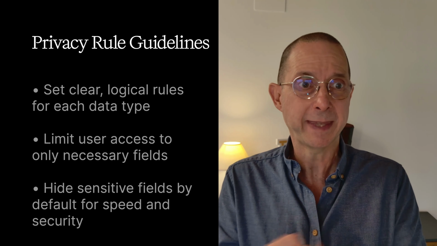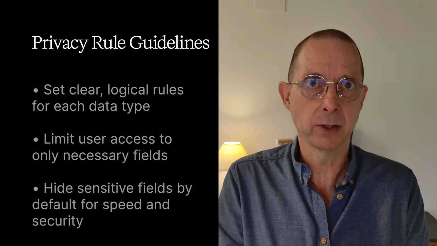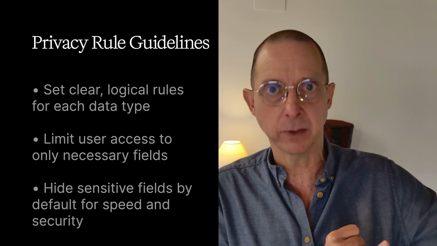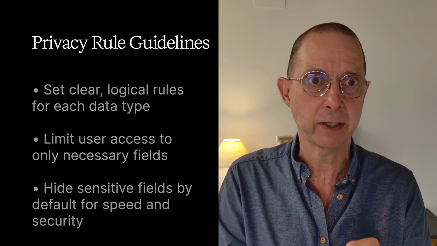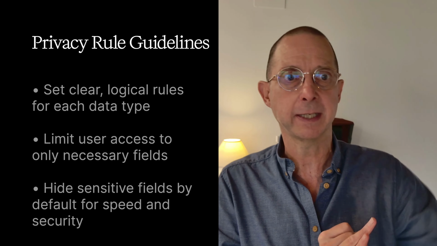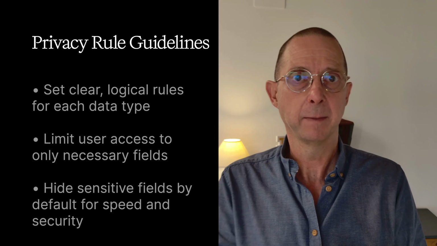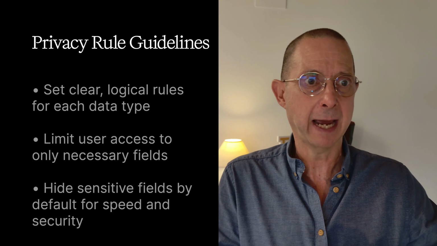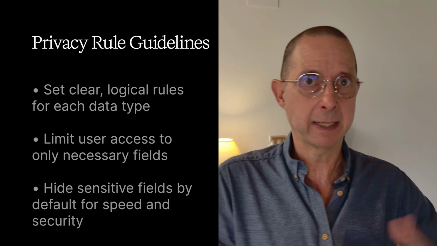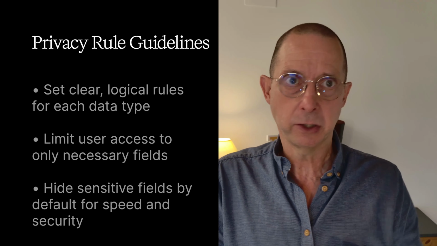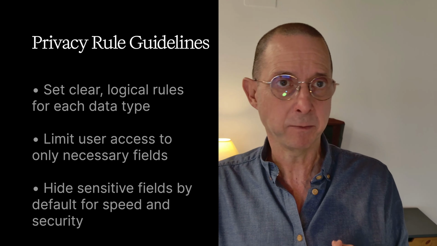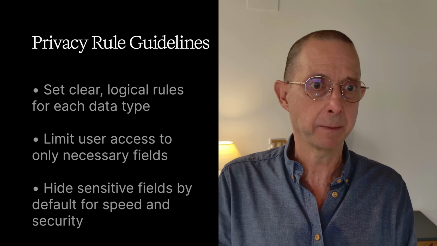Limit each user to what they absolutely need access to. So all those other fields that they don't need to actually interact with, they shouldn't be available in the privacy rule. And hide all the sensitive fields by default. Because this isn't just about security. It actually speeds up your queries because the privacy rules run before the database queries. So that means less data moving. That means everything goes faster.